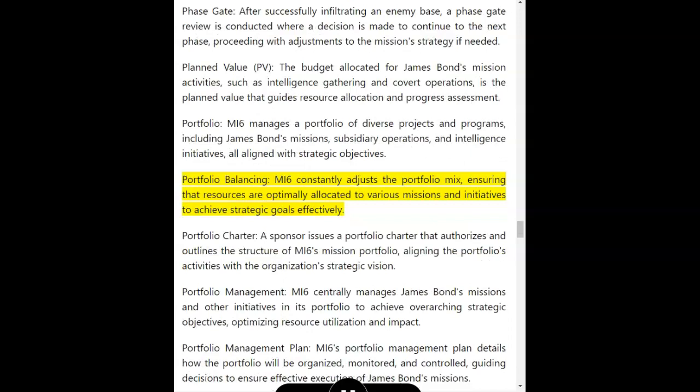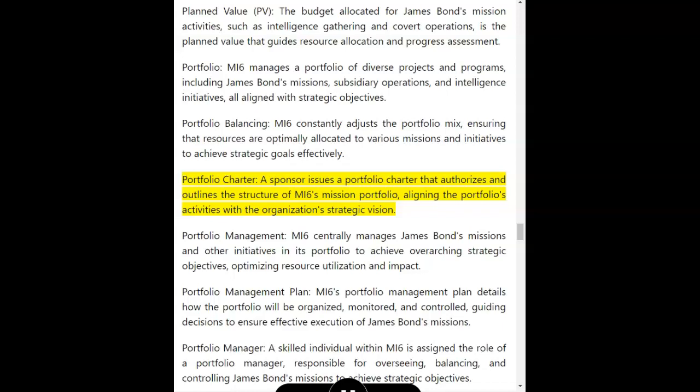Portfolio balancing. MI6 constantly adjusts the portfolio mix, ensuring that resources are optimally allocated to various missions and initiatives to achieve strategic goals effectively. Portfolio charter. A sponsor issues a portfolio charter that authorizes and outlines the structure of MI6's mission portfolio, aligning the portfolio's activities with the organization's strategic vision.